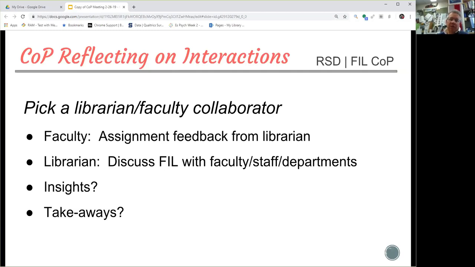And we bounce off each other. I give him my assignment. He says, well, here are the new links that you got to use. And then he says, well, we can change this. And then I feed back to him and this is what I'm hearing. So it's a back and forth situation.